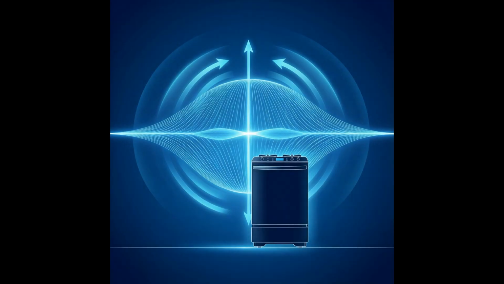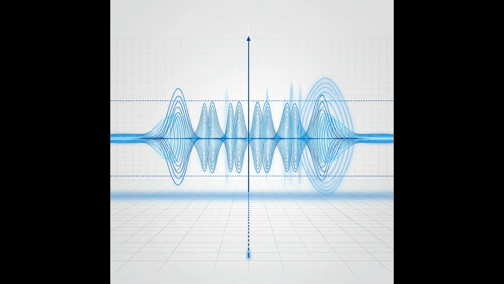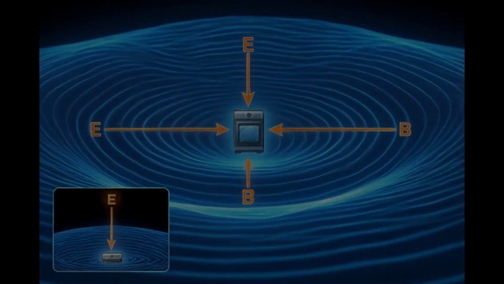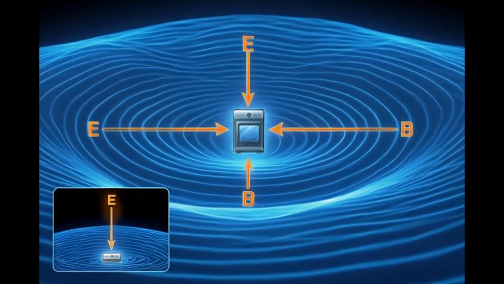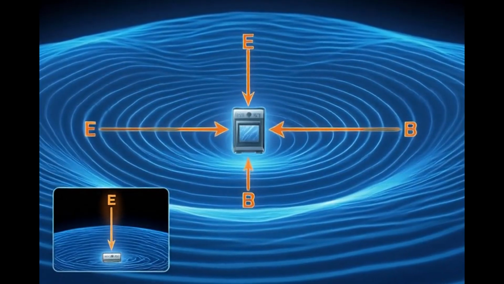We must first define what a Wi-Fi signal actually is. Wi-Fi signals are radio frequency electromagnetic waves that propagate through space carrying energy from the router to your device. These waves consist of oscillating electric and magnetic fields that vibrate perpendicular to each other and to the direction of travel. Imagine a rope being shaken side to side.